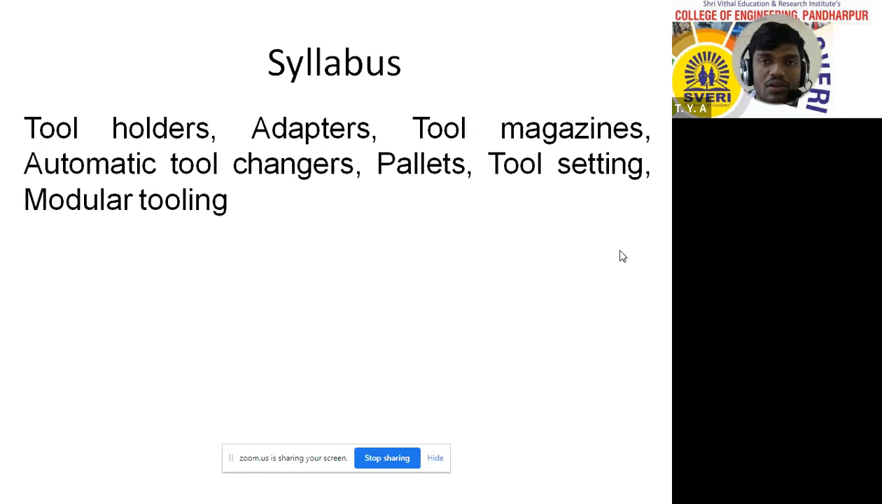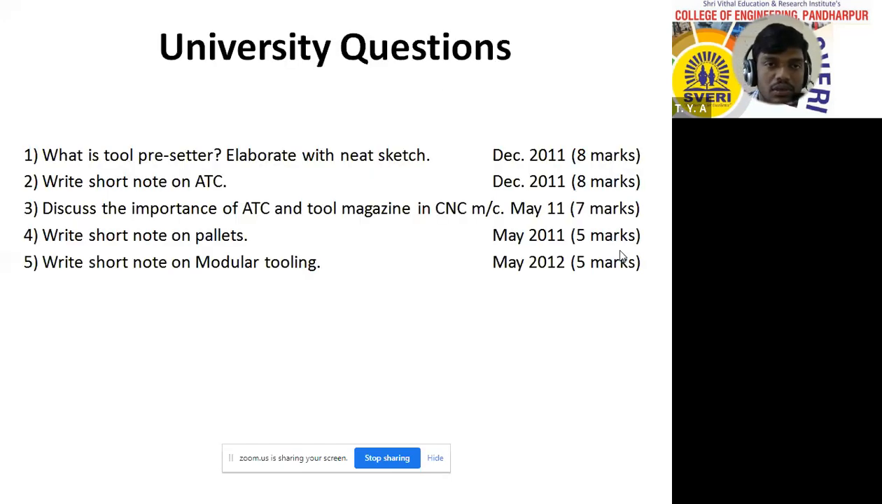For that, an automatic tool changer is required, so how that tool changer works, we will cover in this. Then palettes, tool setting, how tool setting is carried out in these CNC machines. Then modular tooling, how modular tooling acts during these operations. These things we are going to cover in this second chapter.